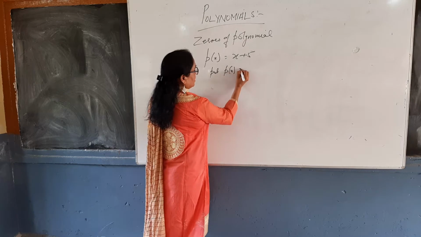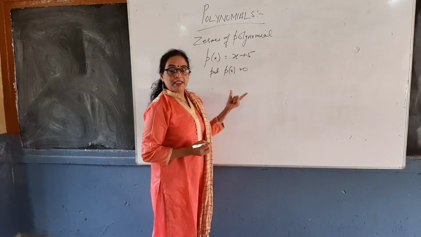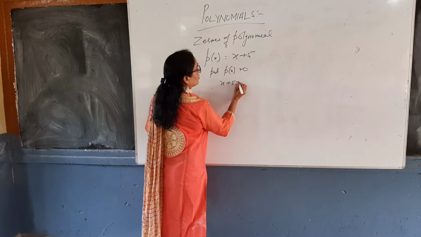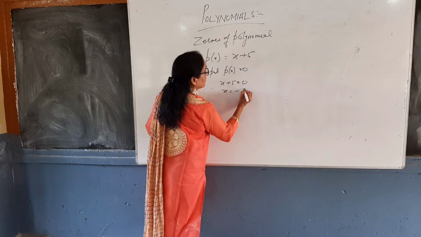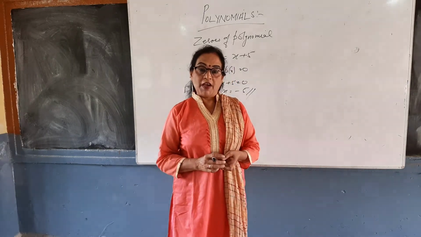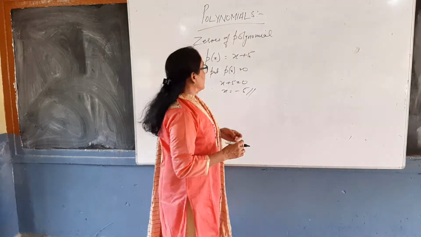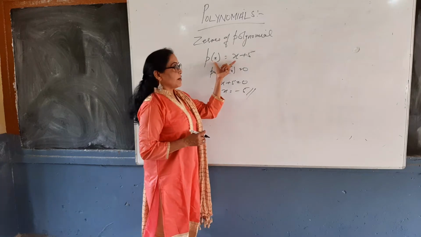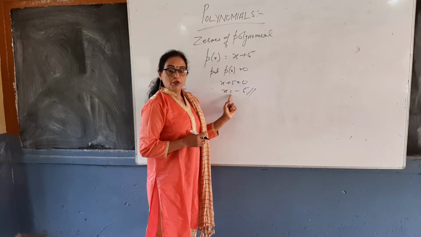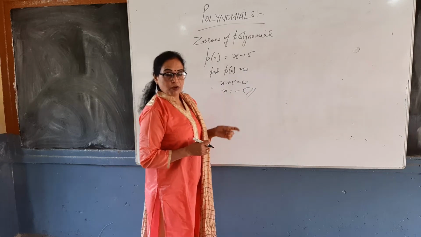If we put p(x) equal to 0, then what will we get? x + 5 = 0, x = -5. So -5 is our zero of the polynomial. So whatever polynomial is given, you put p(x) equal to 0, then we will get the zeros of the polynomial.